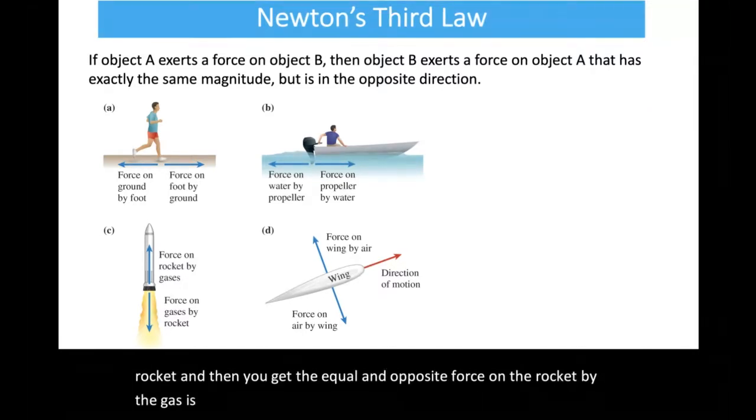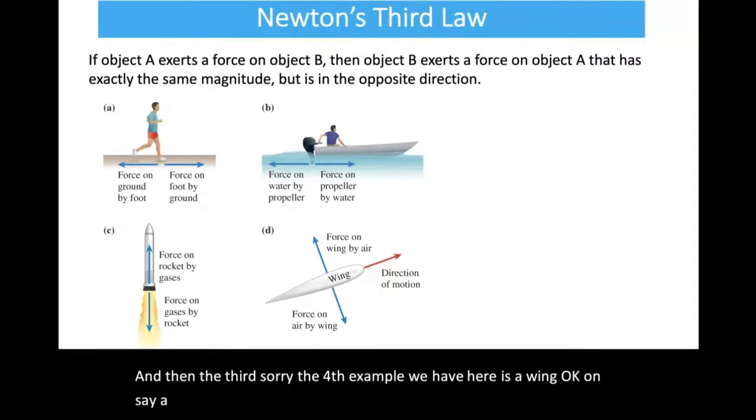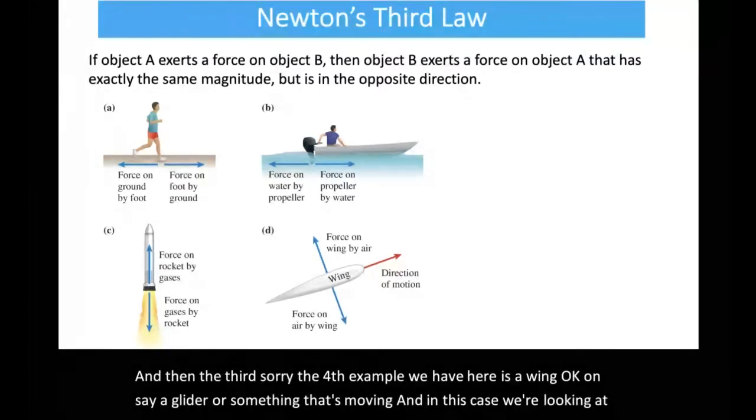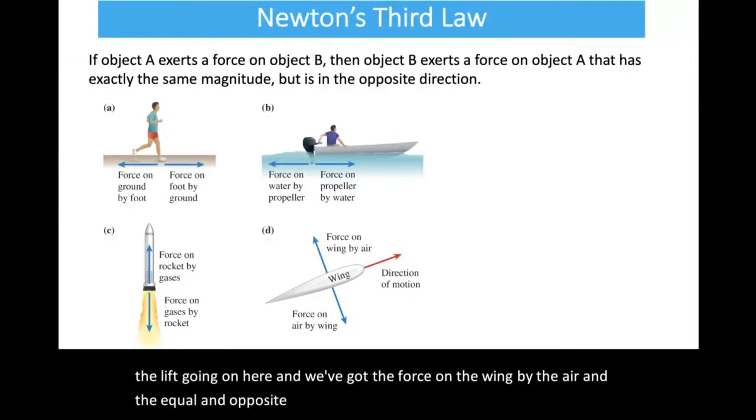And then the fourth example we have here is a wing, on say a glider or something that's moving. In this case, we're looking at the lift going on here, and we've got the force on the wing by the air and the equal and opposite force on the air by the wing.